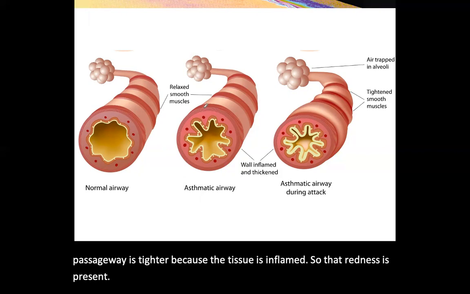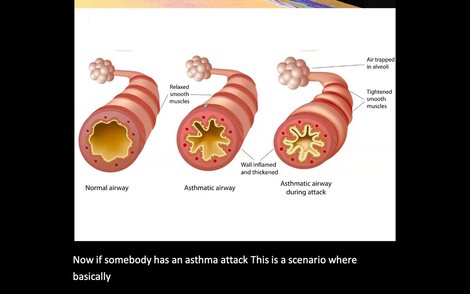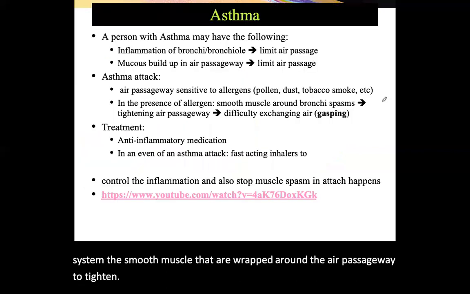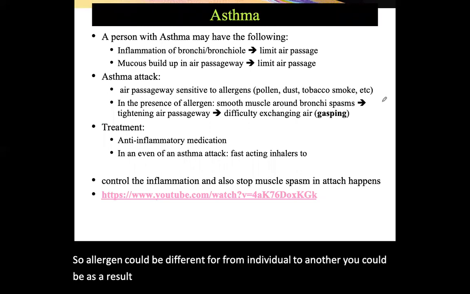Now, if somebody has an asthma attack, this is a scenario where basically an allergen is introduced, and that allergen is triggering the smooth muscles that are wrapped around the air passageway to tighten. So the allergen could be different from one individual to another. It could be pollen, dust, tobacco smoke, animal hair. Those all can trigger an asthma attack.